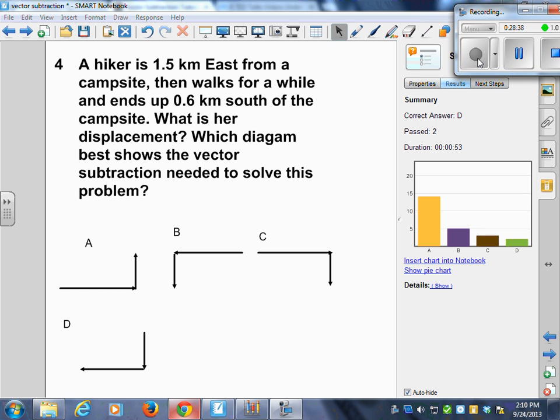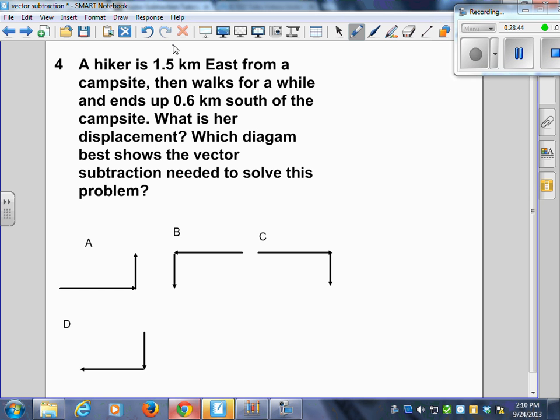A hiker is 1.5 kilometers east of a campsite. Is that initial or final? Initial. XI. So my initial is to the right, 1.5. Then walks a while and ends up 6.6 kilometers south of the campsite. So my final is like that, right? Yeah. So vector subtraction, final minus initial. So there's the down, and then this one here, right?